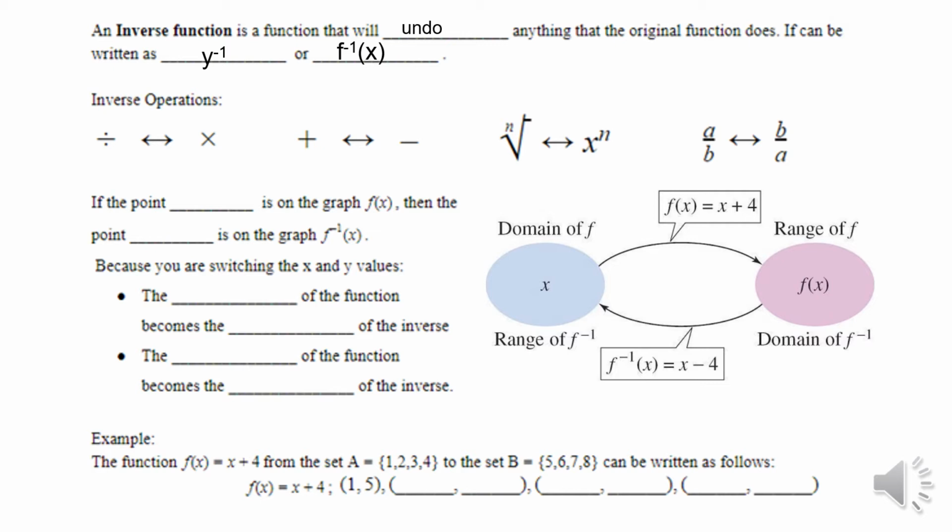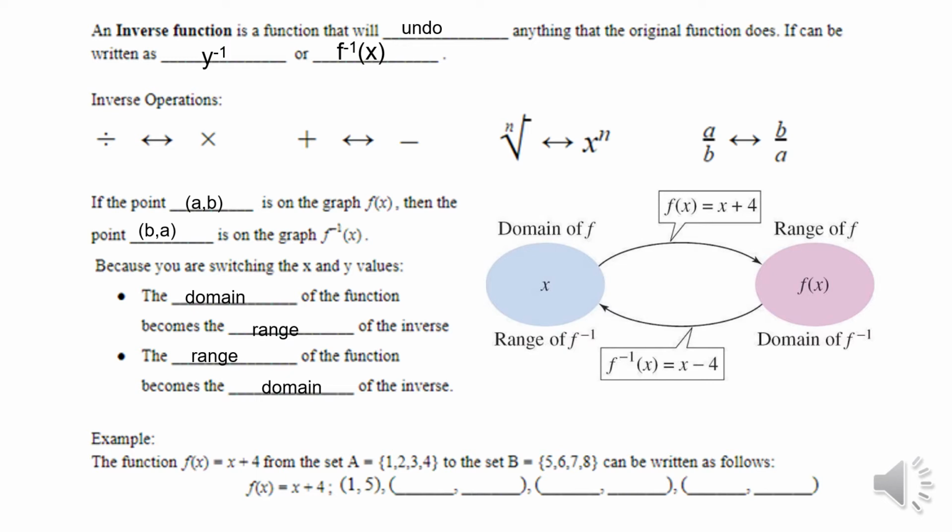If the point (a, b) is on the graph of f of x, then the point (b, a) is on the graph of f inverse of x. Because you're switching the x and y values, the domain of the function becomes the range of the inverse, and the range of the function becomes the domain of the inverse. So let's go back to our a and b example real quick. The domain is a and the range is b. But in the inverse, b was our domain and a was our range.